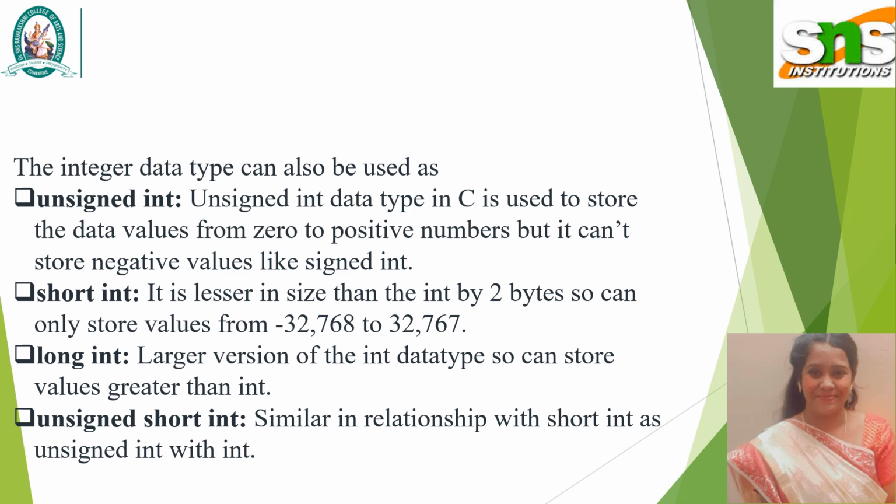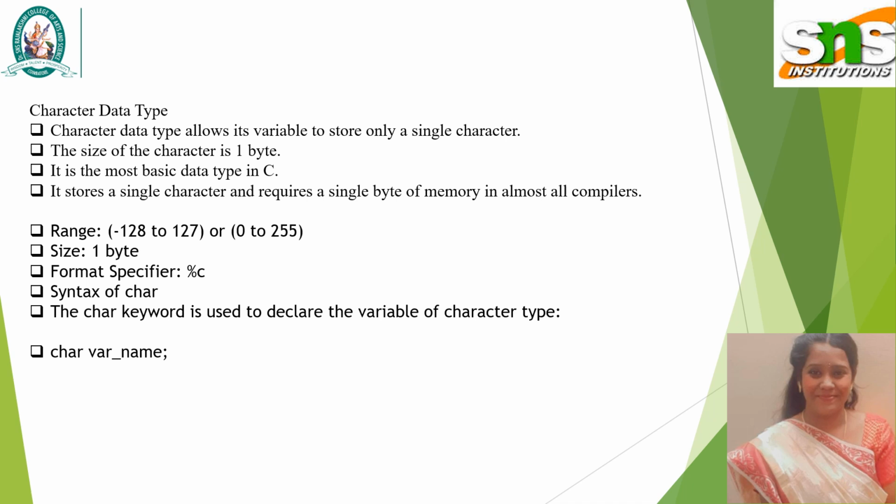The short integer will store values from minus 32,768 to positive 32,767, so it holds both positive and negative values. The long integer is the largest version of the integer type. It can store greater values, exceeding 32,000 also. The unsigned short integer is similar to short integer but with the limitation of being an unsigned type.